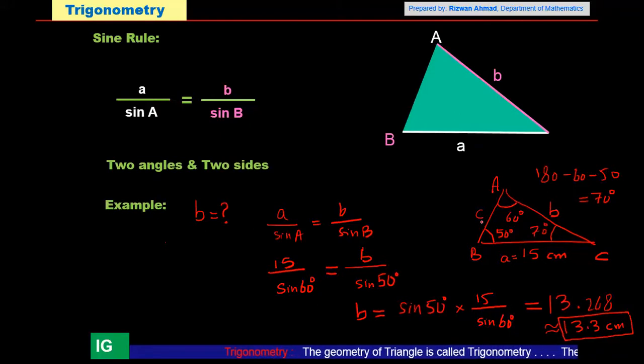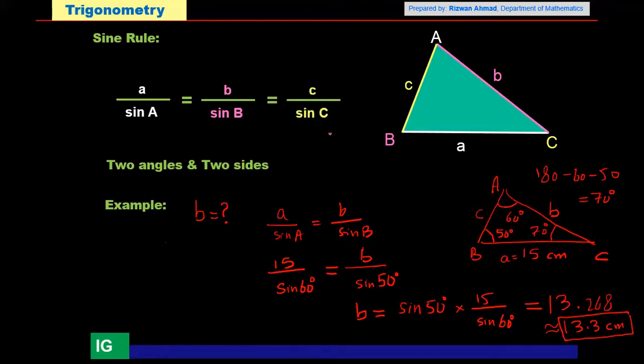So we can find the side C by using here the third part of this rule, which is angle C and this side C. So this is also equal to c over sine C. So now we can use any two pairs. Either we can use the pair a and sine A and c and sine C, or we can use b over sine B and c over sine C. So like either these two pairs or these two pairs we can use. So let's say we use this pair. a over sine A is equal to c over sine C.